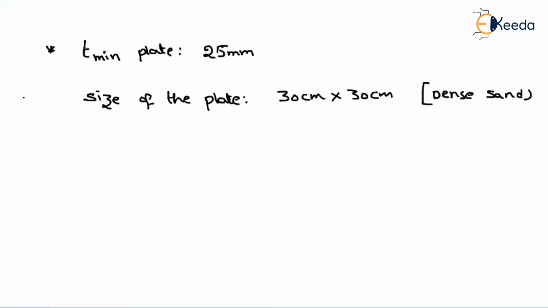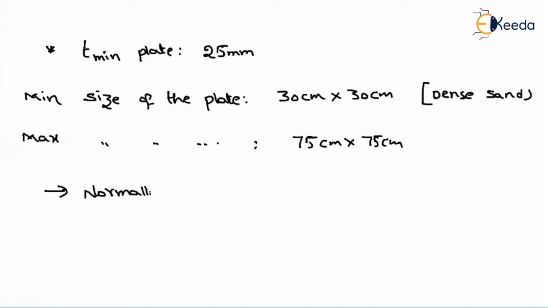So this is the minimum size. Similarly, the maximum size of the plate that can be used will be 75 centimeter by 75 centimeter. So minimum is 30 centimeter, maximum is 75 centimeter. Okay. Next. So in general, that means normally the standard value, 60 centimeter by 60 centimeter, is used for testing.